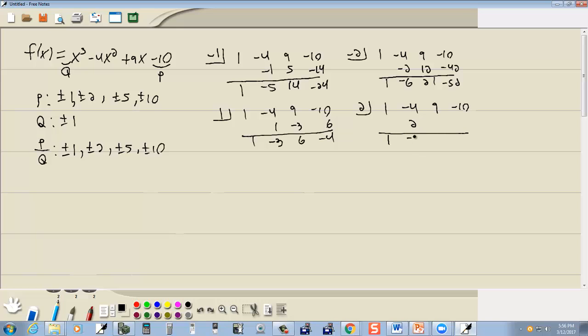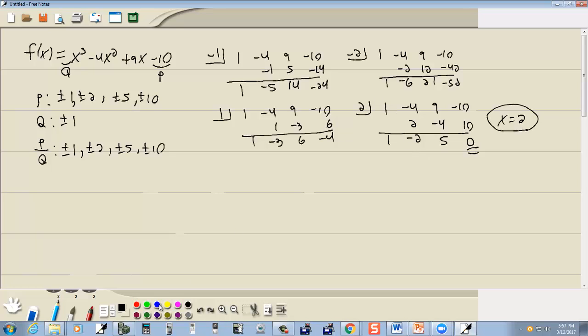Add, multiply, add, multiply, add, multiply, add. Okay, let me double check that. Add, multiply, add, multiply, add, multiply, add. Notice we got a 0 as a remainder. That means we found our first answer. The number in the box here is our first answer, x equals 2.